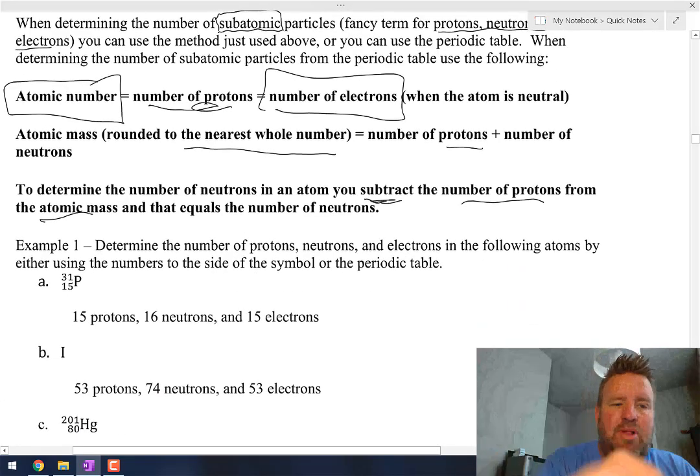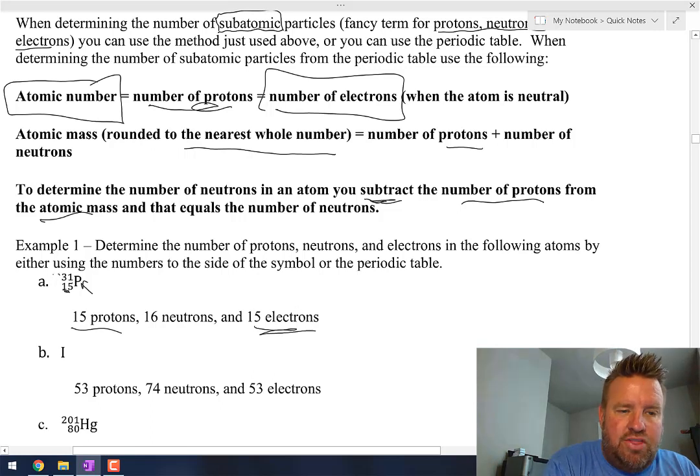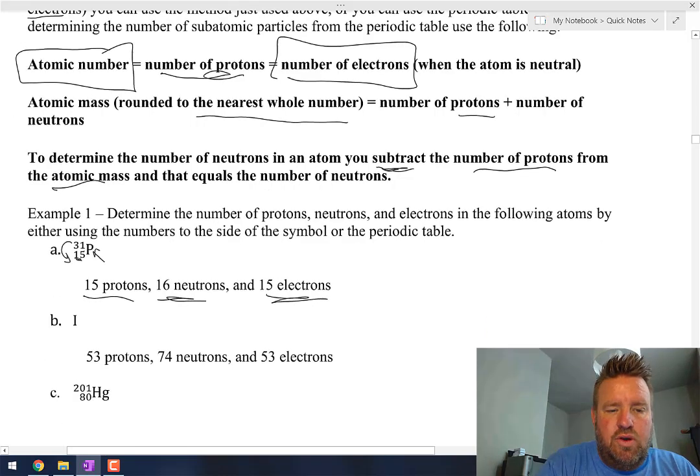So here in example A, it says determine the number of protons, neutrons, and electrons by using the information that's here or using the information on a periodic table. So this is the element phosphorus, and the number on the bottom is 15, so that's 15 protons and 15 electrons. And then we take 31 minus 15, and that gives us our 16 neutrons.